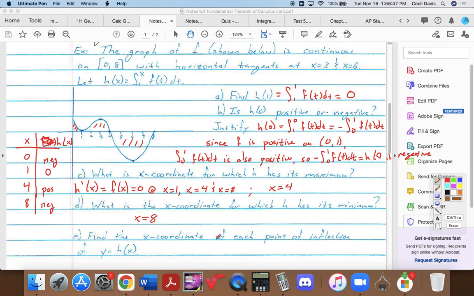So while this makes a good discussion question for in class, it makes a crummy AP question, because they would have to be able to ask you more than that. Now, it would make a good multiple choice question, because you don't have to justify it. Then it says, find the x coordinate of each point of inflection of y equals h of x.